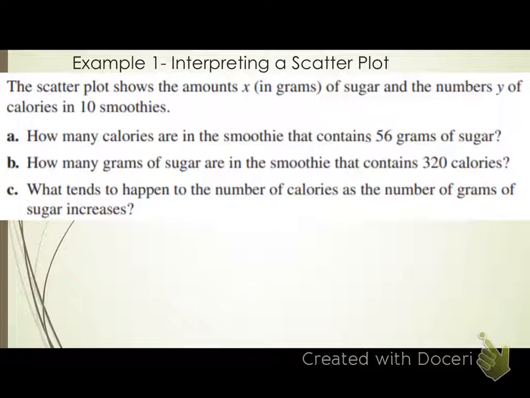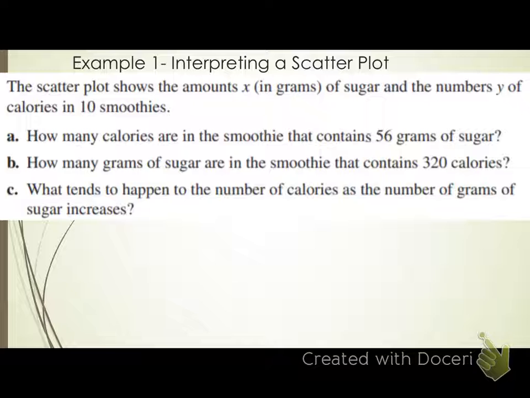Okay, example 1. The scatter plot shows the amounts x in grams of sugar and the numbers y of calories in 10 smoothies. So what are my x values in this case? Grams of sugar, very good. Those are my x values. What are my y values in this case? The number of calories.